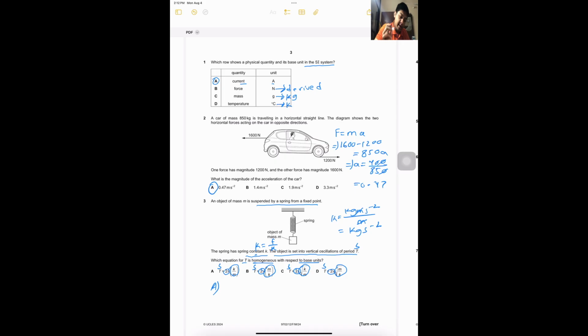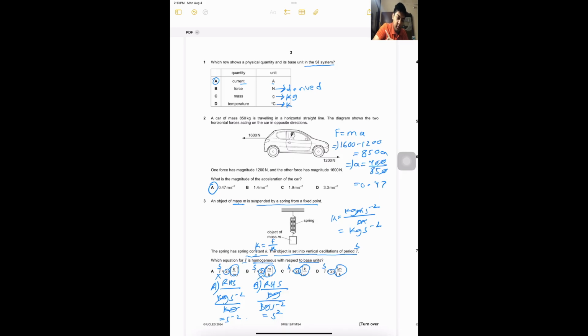Okay, for A, mass is m. So the right hand side is kg s minus 2 by kg. So the units come s to the power minus 2, which is not equal to s. So A is wrong. For B, on the right hand side we have kg by kg s minus 2, which is equal to s square, which is again not equivalent to s, the left hand side. So this is wrong as well.